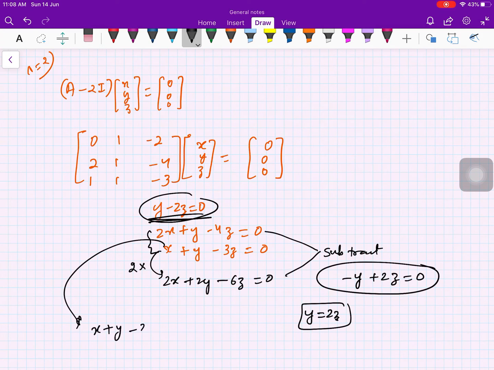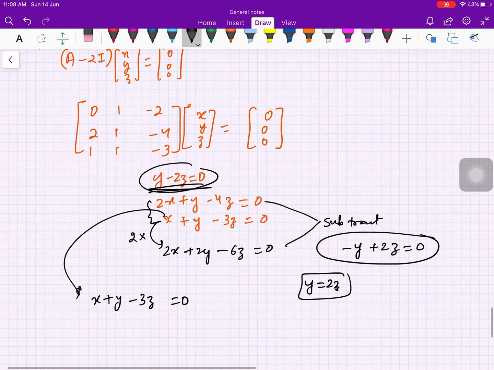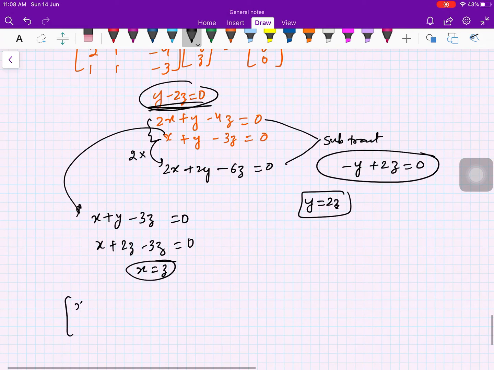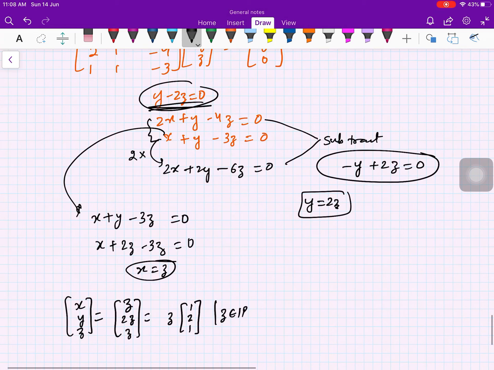Now you can use any of these two. Let us use it again. So you have x plus y minus 3z is equal to 0 and y is 2z. x plus 2z minus 3z is equal to 0. So you get x is equal to z, y is equal to 2z. So your eigenvector (x, y, z) looks like (z, 2z, z). So that is z times (1, 2, 1), where z is any real number. So this is the eigenspace of lambda equal to 2.